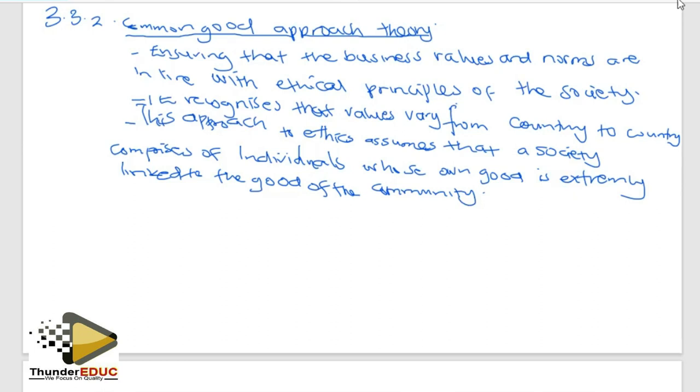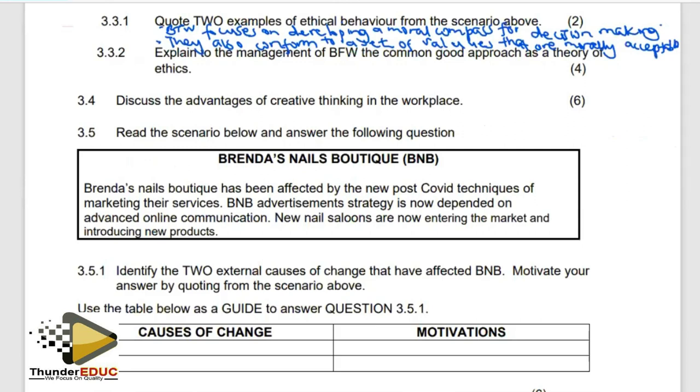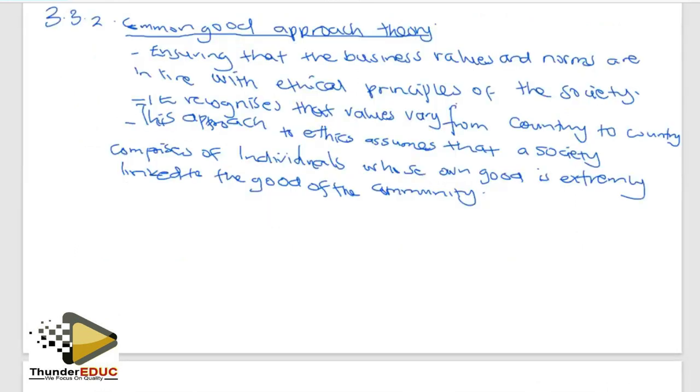Okay, let's look at another question here. Next question, which talks about the sea. Oh, I know, done with this. They wanted us to give at least two, but we have given more than two. Let's look at question 3.4, which asks us to discuss the advantages of creative thinking. At least a minimum of three points must be given.